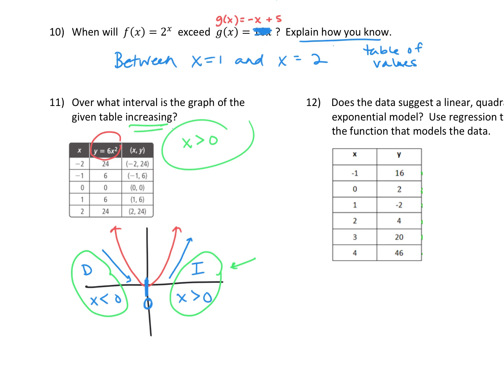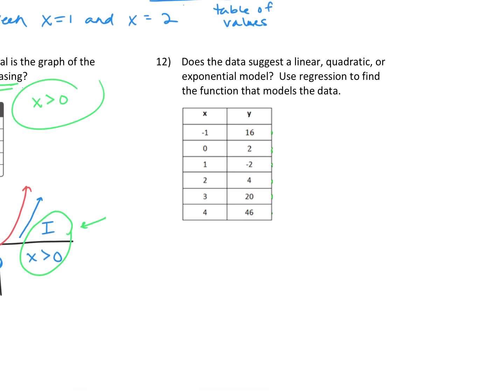All right, number 12. Does the data suggest a linear, quadratic, or exponential model? Use regression to find the function that models the data. All right, so first we have to figure out what type of function this is. So we find our first differences, second differences, and ratios if we have to go that far with it.